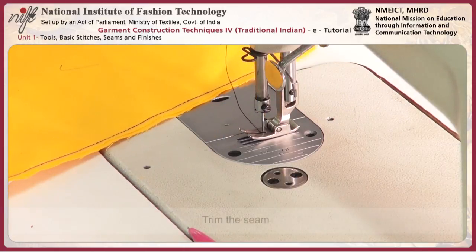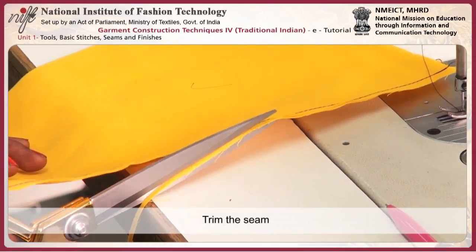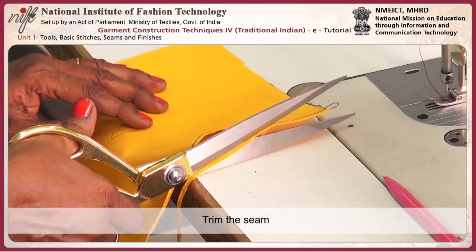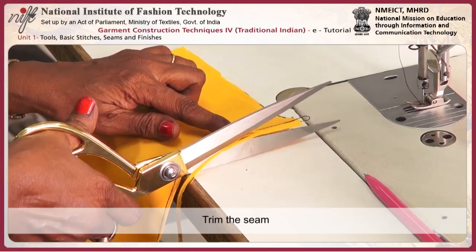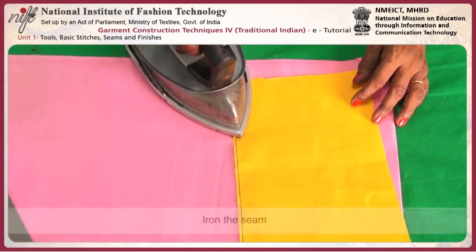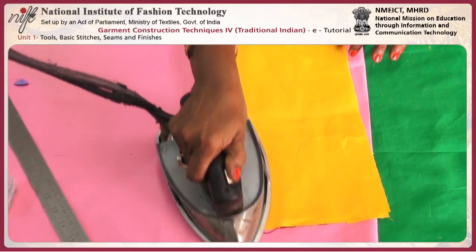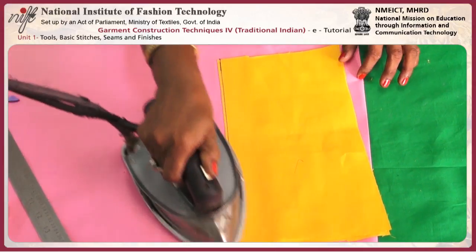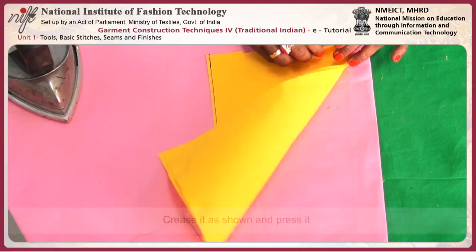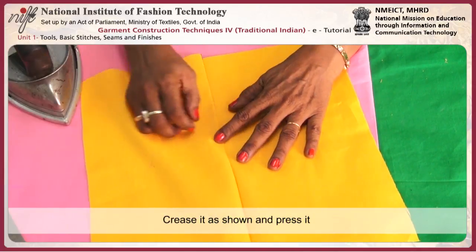Now we have to trim the seam straight and with equal distance. So I trim this seam to 1/8 of an inch. End the seam. Press it flat. Now you can see the seam has straightened. Again, crease it.